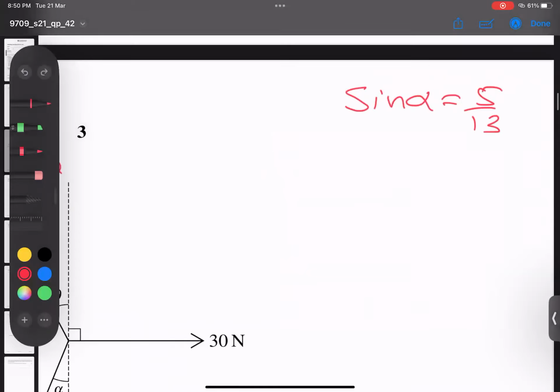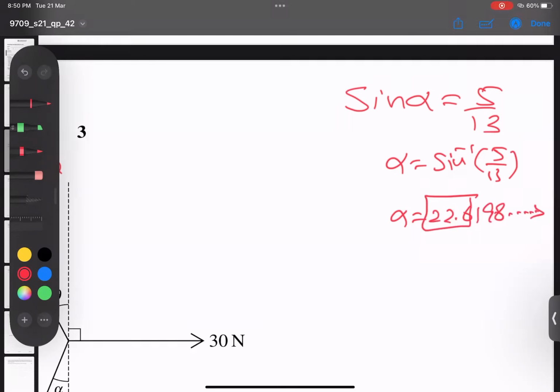Technique number one: some students try this way, then take a sine inverse. When you take a sine inverse of 5/13, have a look here, it gives us 22.6198, continuing forever. This is not an accurate answer. And most students take 3 dp only, or 1 dp only, and that is why they lose accuracy here.